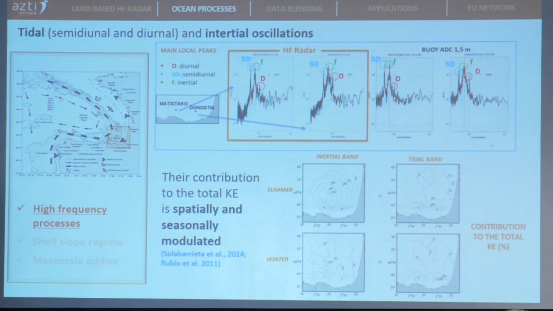That encouraged us to do this kind of plot where we can see the maps of the contribution to the total kinetic energy of the high frequency bands in the area, inertial band and tidal band, and we saw that this contribution is spatially and seasonally modulated. For example, for the inertial band, we have values of 40% of the total kinetic energy in the central part of the area in summer, which is quite high.